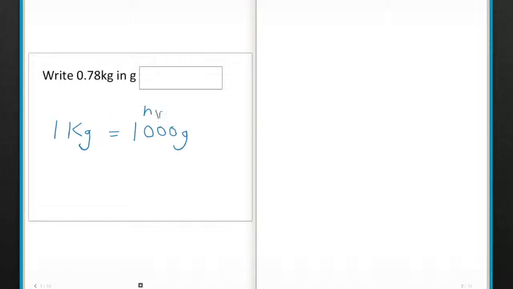High, low. We're starting at the low and we're going to go higher. So we're going to times by 1,000. 1, 2, and I'll need a 0. 780 grams.